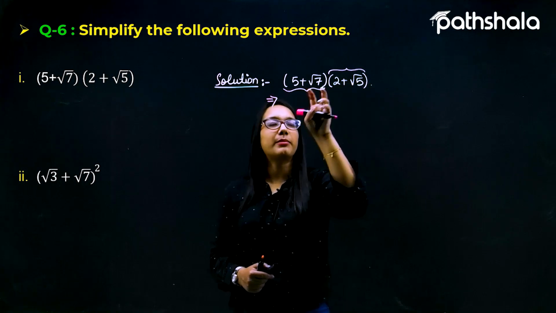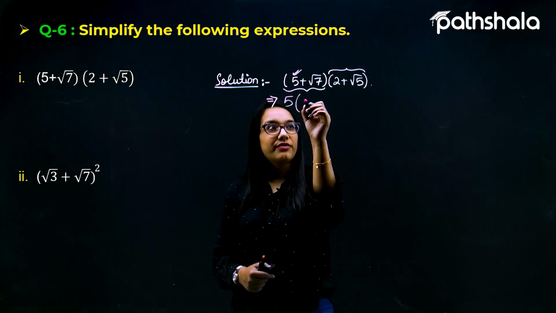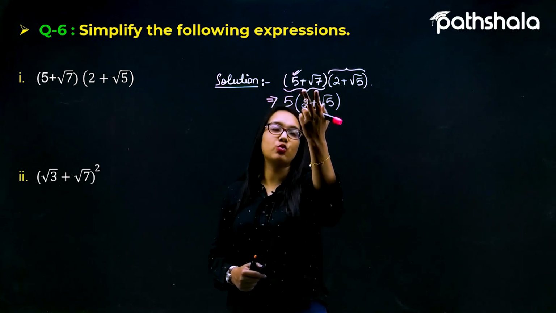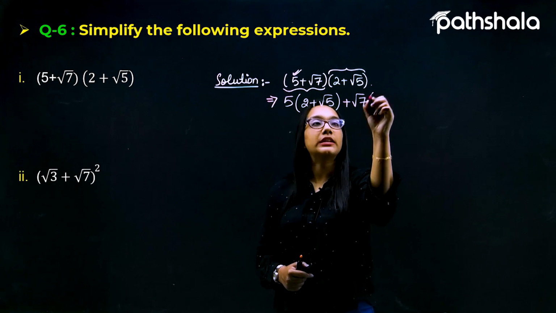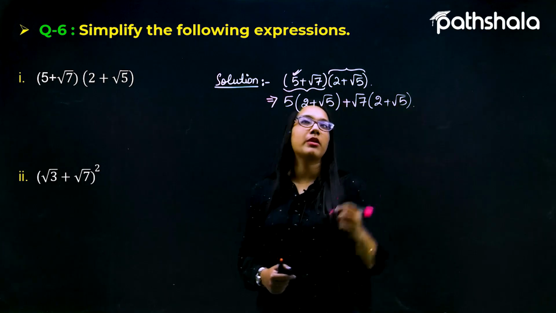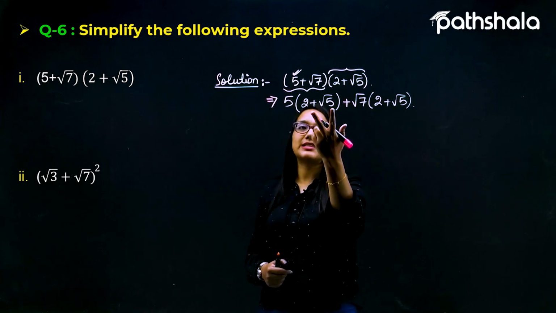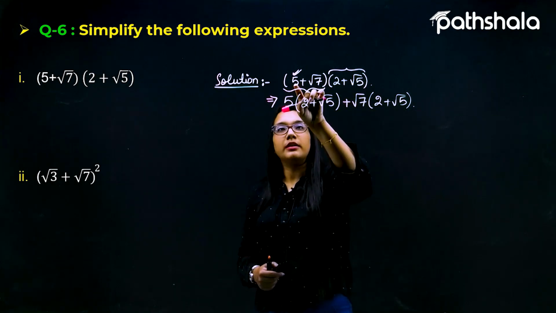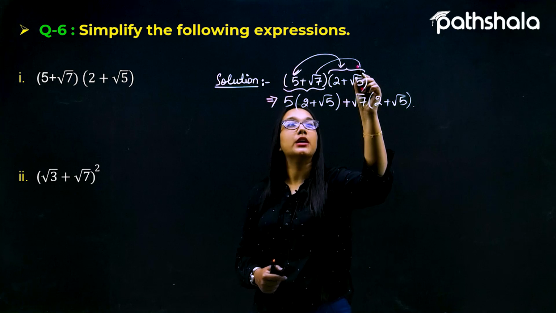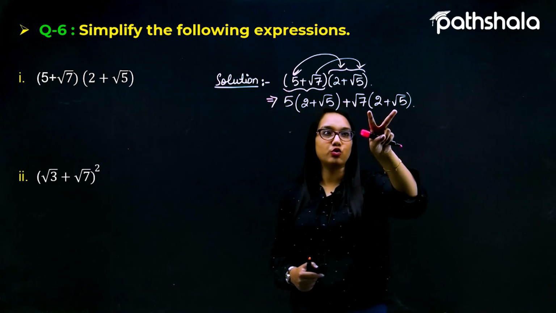Let us multiply this. First we take 5 times the second bracket as it is, (2 + √5), and the second number in the first bracket is plus √7, times the second bracket, (2 + √5). Always remember, to multiply such brackets together, we keep the second bracket as it is and open the first bracket, as number 1 gets multiplied with the second bracket first and then number 2 gets multiplied with the second bracket again. So it will be 5 × (2 + √5) + √7 × (2 + √5).